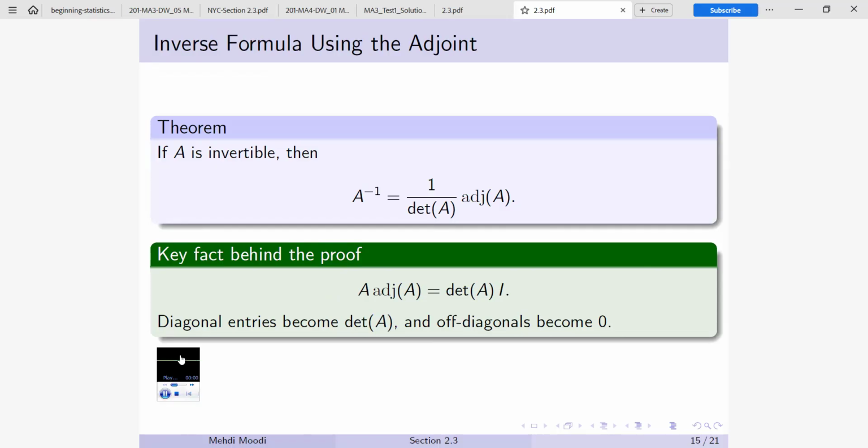The punchline is that if you multiply matrix A by the adjoint of A, it becomes determinant times the identity. Then dividing by the determinant gives the inverse. It's like paying off a debt and suddenly your balance becomes exactly zero everywhere. Beautiful and suspiciously satisfying.